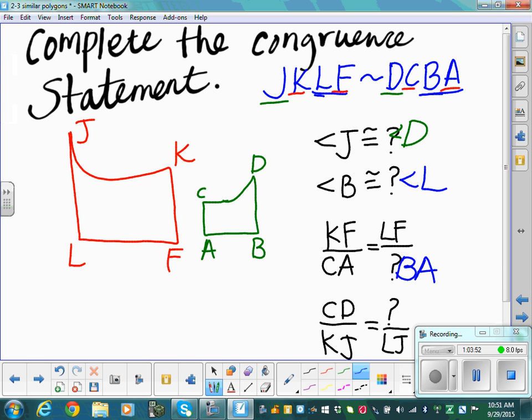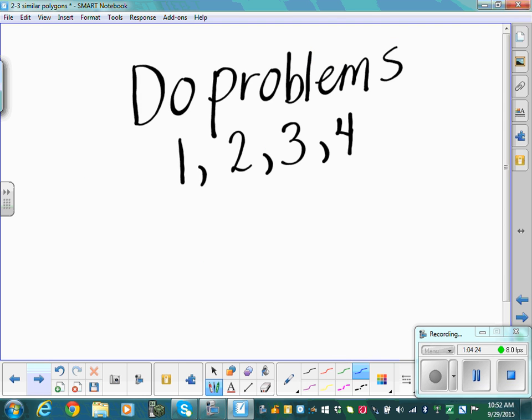Last one here. So we have CB over JK, which makes sense. KJ, I meant to say, sorry. KJ is equal to question mark over LJ. So I find LJ. What goes with L and J? BD. Very good. Now that's a lot easier than looking at the picture. You're a lot more accurate because some pictures are tricky. Use the similarity statement and you'll never be wrong. Does that make sense? Do you get it? Do problems 1, 2, 3, and 4.